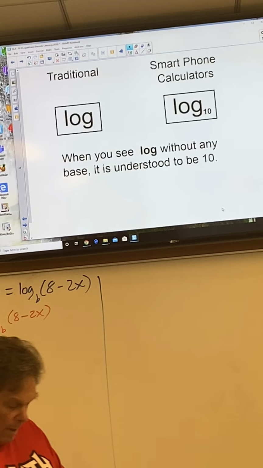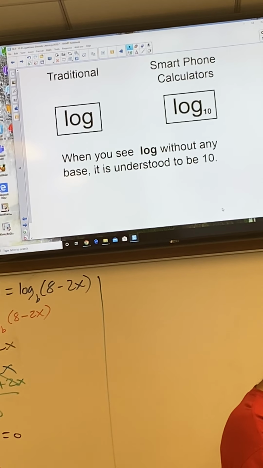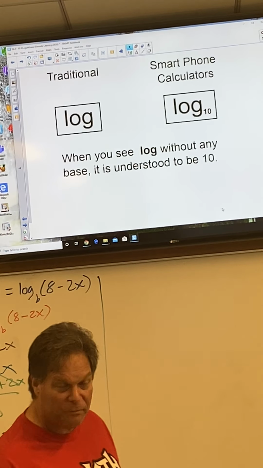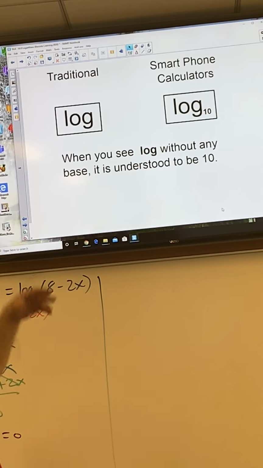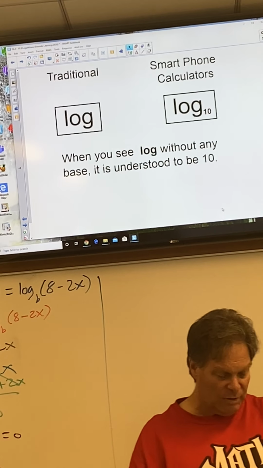And this one also has a log button. It's the 6th button from the top. It just says log on it. Both of the old-fashioned calculators have it. See, traditional, log. That's what your log button looks like, okay? The smartphone has the same button.